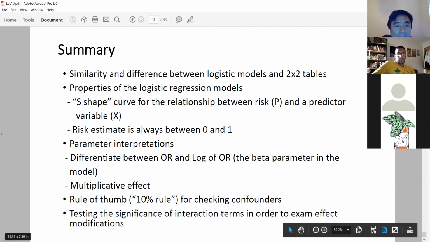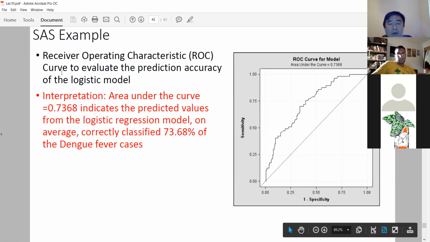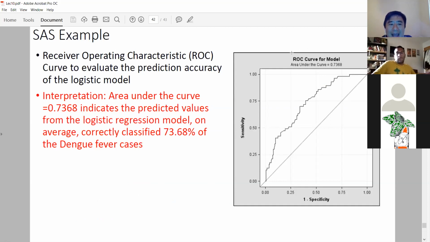And the next thing I actually didn't include there is you need to know how to use the ROC curve to evaluate the predictive accuracy of the logistic regression model, or more precisely, to evaluate the predicted probability based on the logistic regression model. All right, I think that's all.